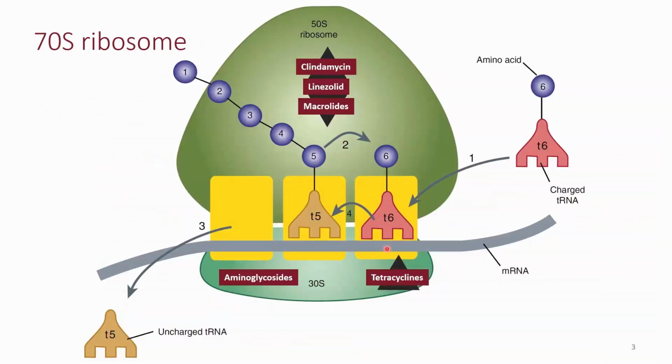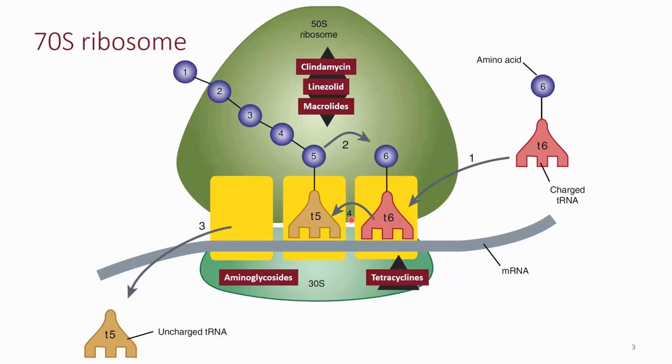In this picture, we're looking at the bacterial 70S ribosome, which consists of the 50S subunit and the 30S subunit. The 50S subunit and the 30S subunit will come together around the mRNA or messenger RNA in the bacteria, and tRNAs will actually carry an amino acid and bring it to the ribosome in order to start the translation process. Generally speaking, translation consists of initiation, elongation, and termination steps.